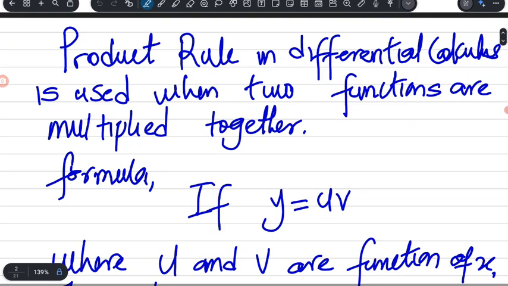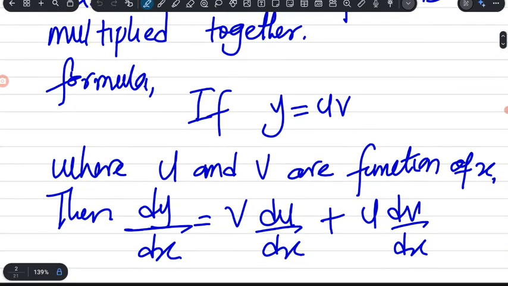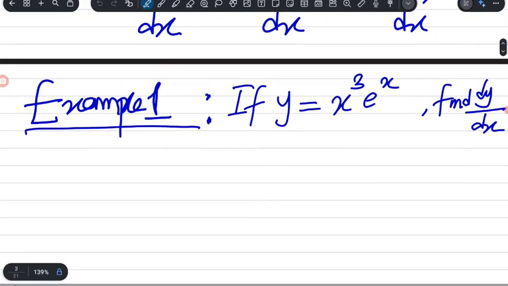The product rule in differential calculus is used when two functions are multiplied together. Formula: if y is equal to uv, where u and v are functions of x, then dy/dx is equal to v du/dx plus u dv/dx. So let's start solving by having the first example.